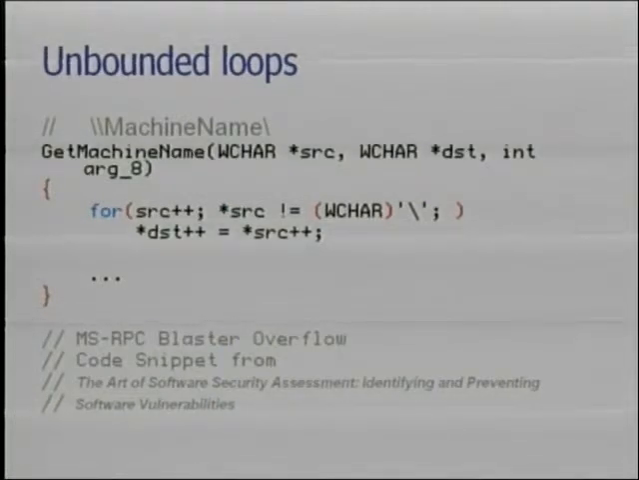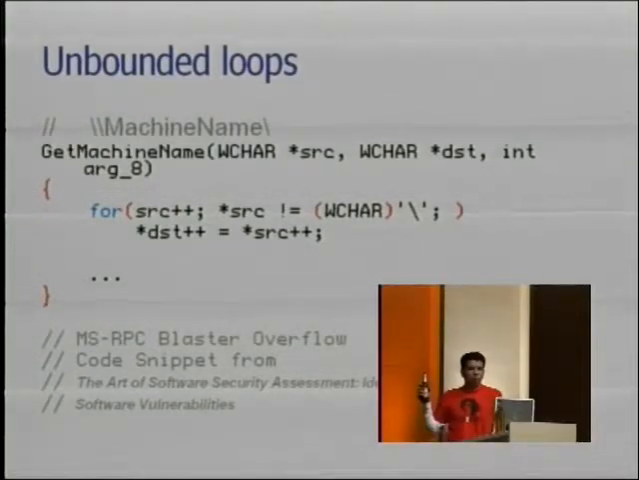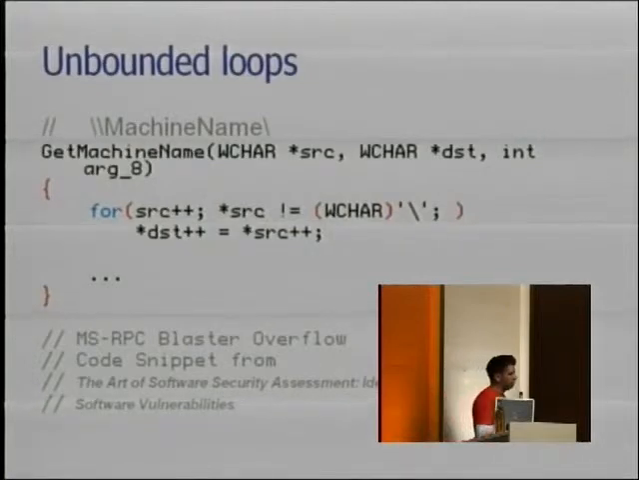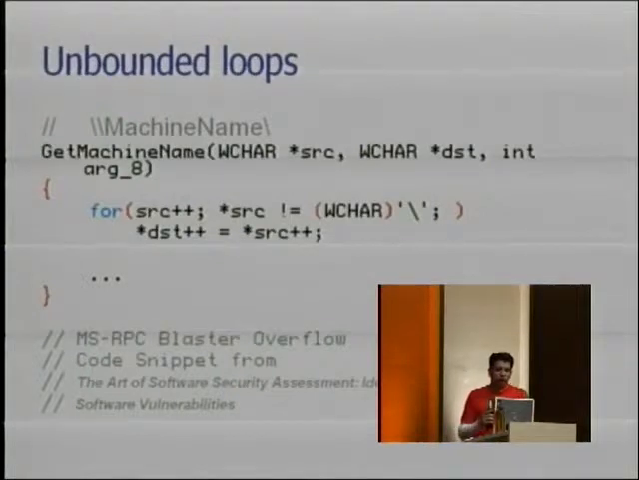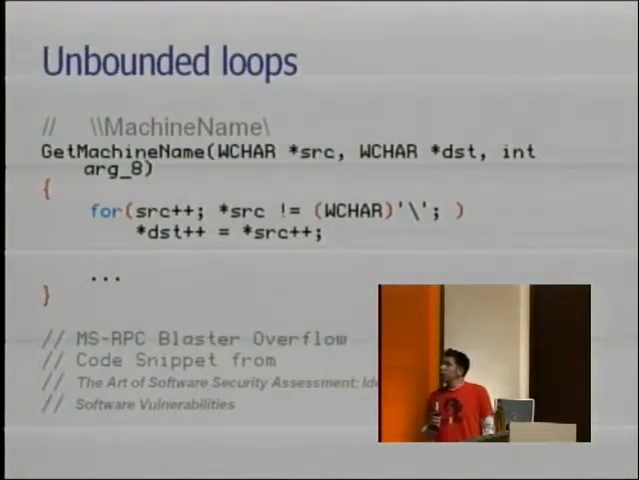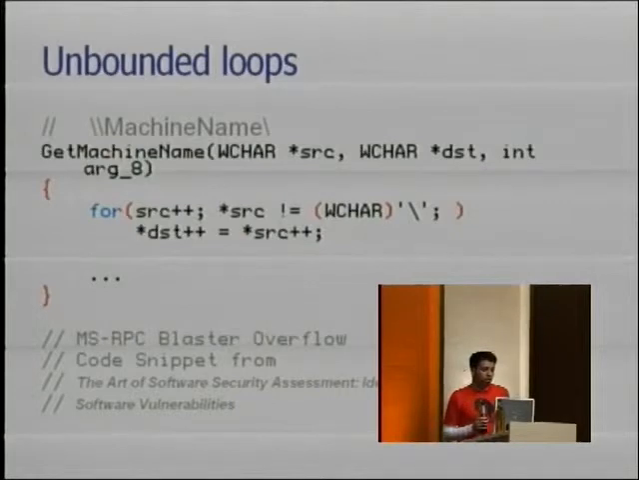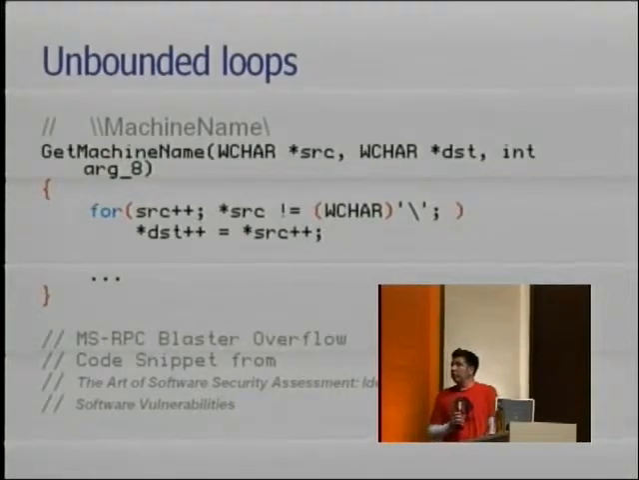Here's something kind of similar. This is the MSRPC Blaster. There was an overflow in the machine name. Basically, going into this function, all it wants to do is pull out the machine name. It knows that the machine name is terminated by a backslash, so it's going to keep on writing into the destination until it finds the backslash. So you can make that as big as you want, and you overflow a stack buffer.